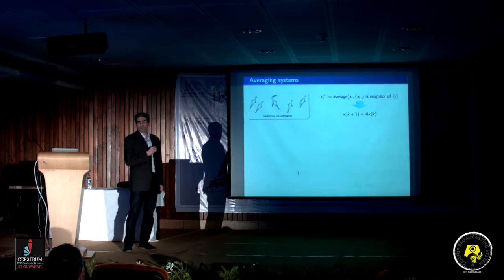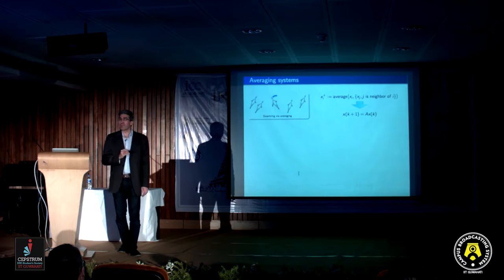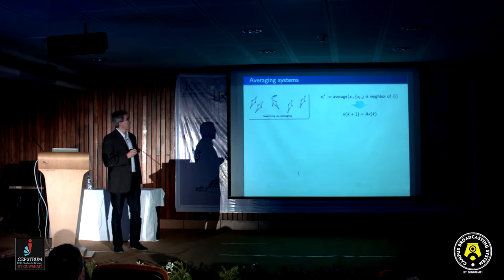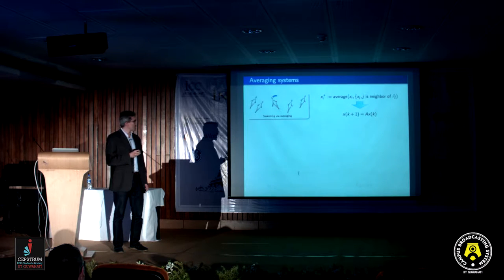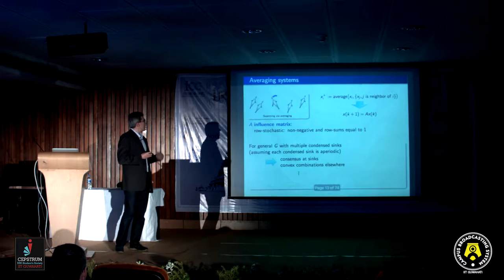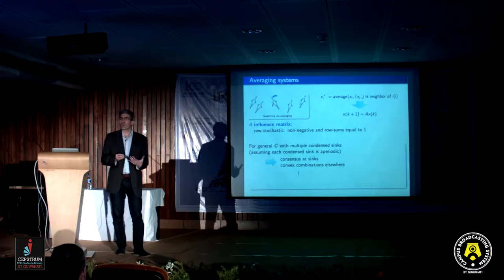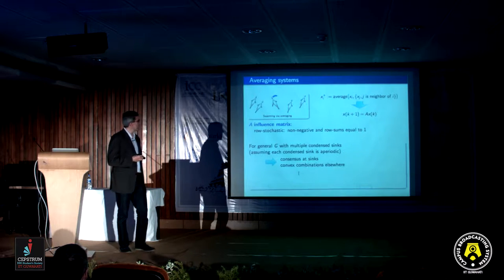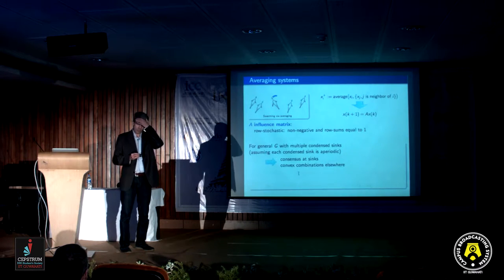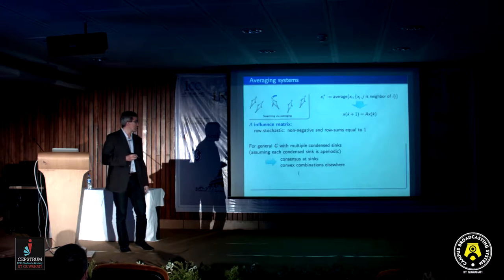Now, immediately you can write this as a linear time-invariant system with a matrix A that is non-negative because the averaging coefficients are non-negative themselves. I'll refer to that matrix as an influence matrix, and it is row stochastic, meaning it's not only non-negative, but also its row sum is equal to 1.